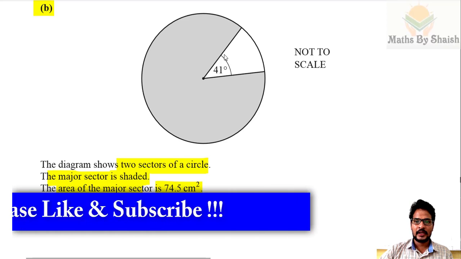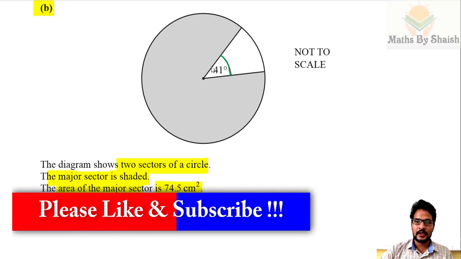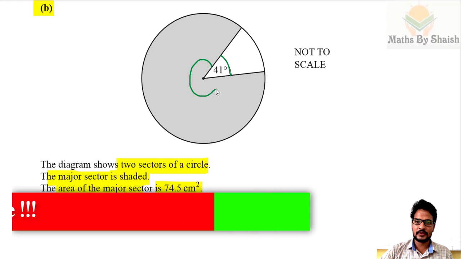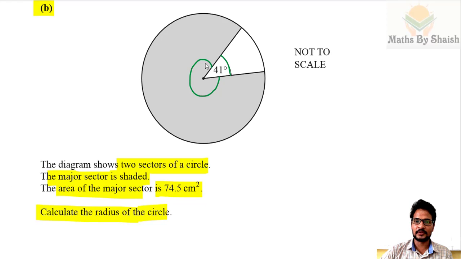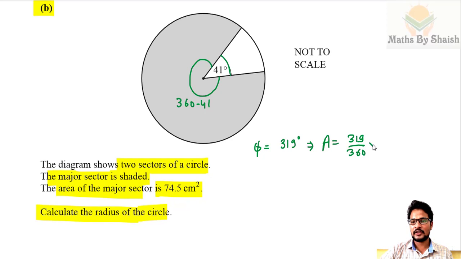So first of all, this angle is 41, and in order to find the area of the sector, we need to have the angle subtended by the arc. So this is going to be 360 minus 41. We mark it as phi. Phi is 360 minus 41, that is 319 degree. So the area is phi upon 360 into pi r square. r is unknown, so we can take it as r square only.